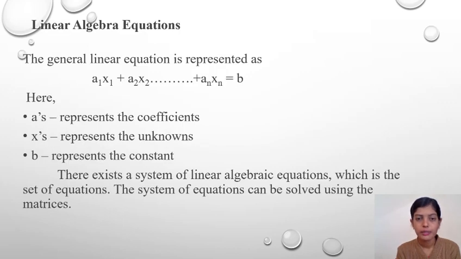Linear algebra equations. The general linear equation is represented as a1x1 plus a2x2 up to an(xn) equals b. Here a represents the coefficients and x represents the unknown, b represents the constant. There exists a system of linear algebraic equations which is the set of equations. The system of equations can be solved using the matrices.